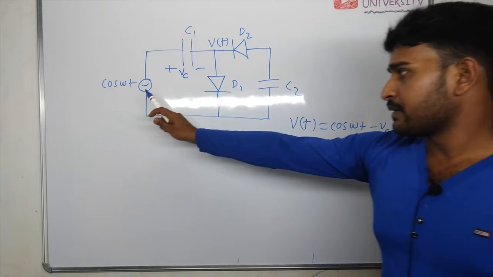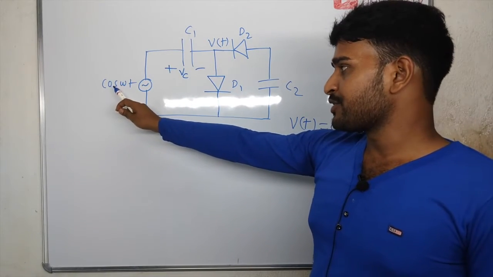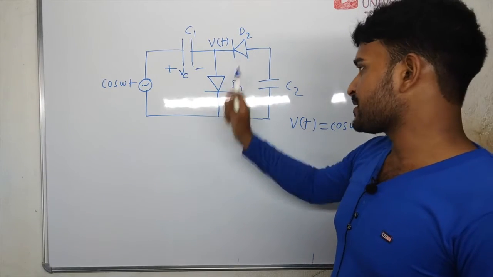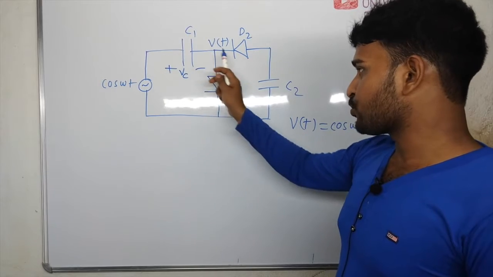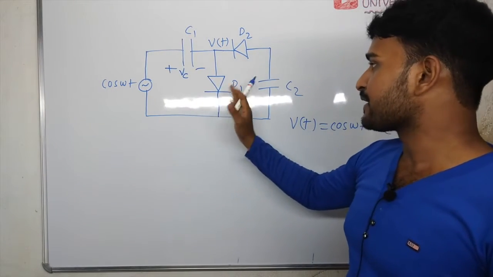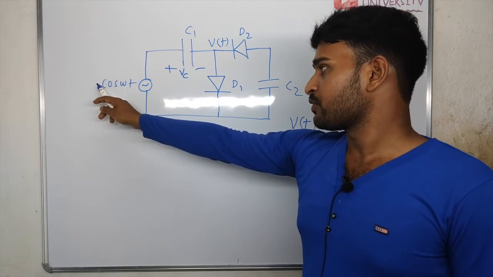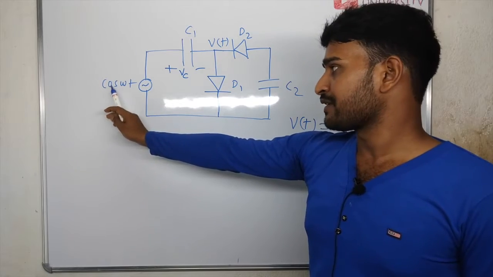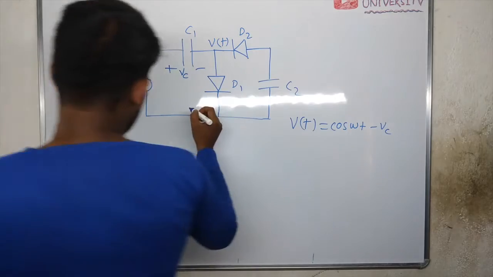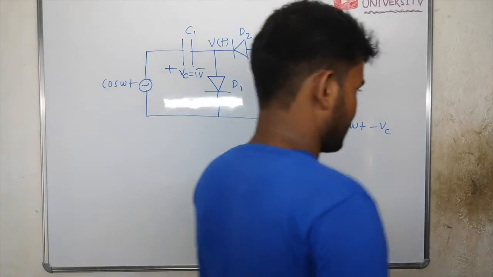See, when this is a sinusoidal signal, cosine signal, when this input is positive, then D1 will be forward biased and D2 will be reverse biased. So the capacitor will charge through D1 up to what value? Up to the peak value of input. Since it is ideal, the capacitor will charge up to the peak value of input voltage. What is the peak amplitude of this signal? 1 volt. So the capacitor will charge up to 1 volt. So VC will be 1 volt.